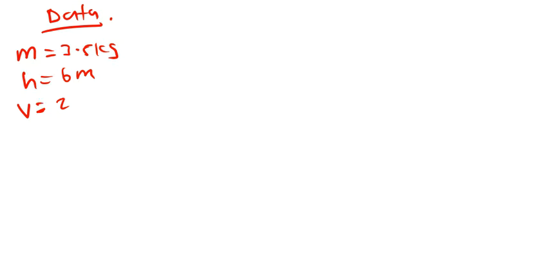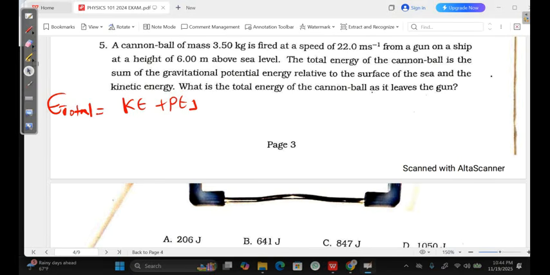Now, the most important thing that I'm going to help you with is, after reading the question, come up with data. The mass, we can clearly see from the question, is 3.5 kgs, the height is 6 meters, then the speed is 22 meters per second. I hope I've not made any mistake.